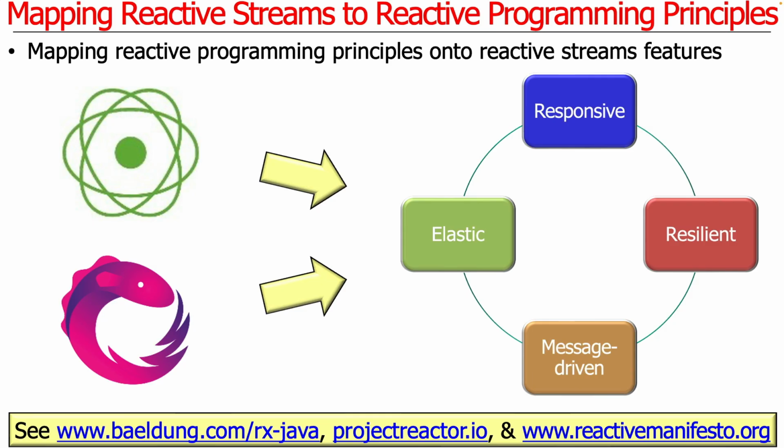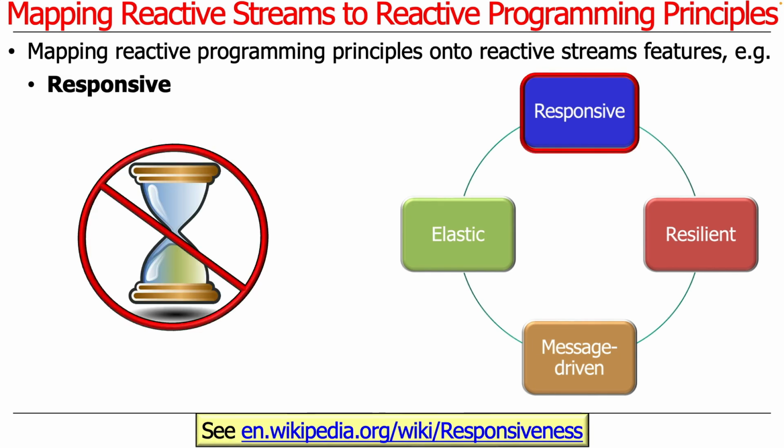Basically, we're going to focus on RxJava and Project Reactor, and we're going to map their feature sets onto the principles. They're very similar, but not identical, which is a bit frustrating, but oh well, that's the way it works. So the first principle you may recall was responsiveness.